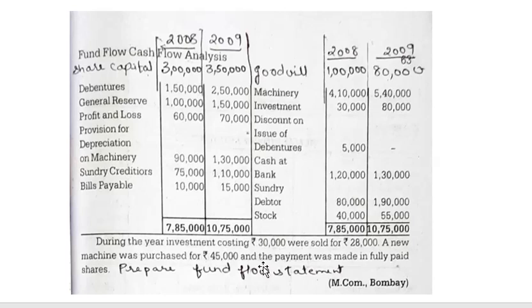During the year, investment costing rupees 30,000 was sold for rupees 28,000. A new machinery was purchased for 45,000 and a payment was made in fully paid shares. See, these two adjustments are given.